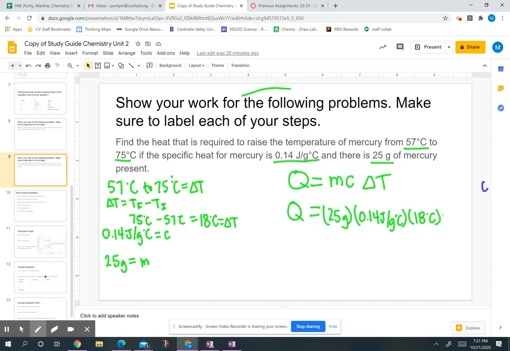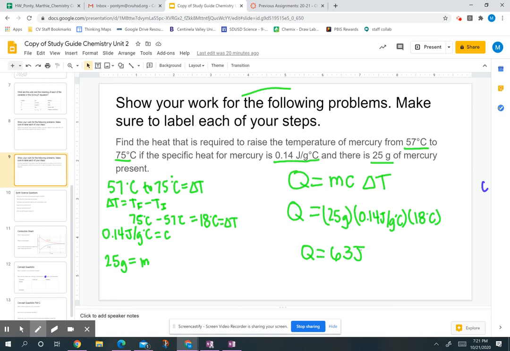So now that I have all of these values together, I'm going to multiply them. So I'm going to go 25 times 0.14 times 18. And what I should get is my Q is equal to 63 joules. So that is what you should get on there.